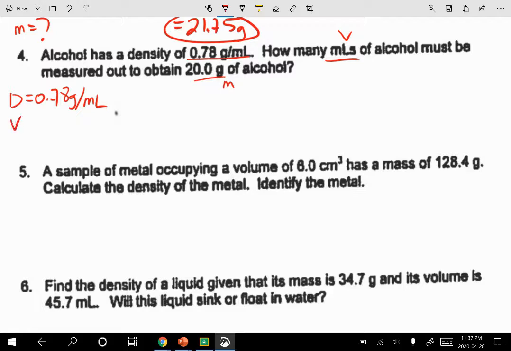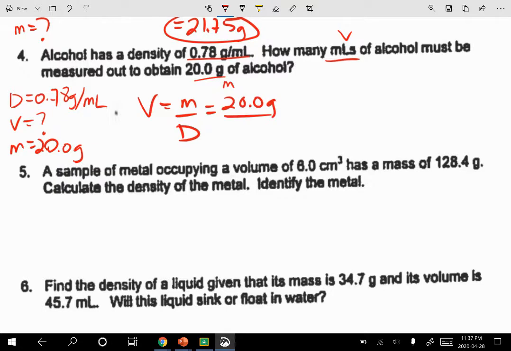And it tells me find the volume, and it gives me a mass of 20.0 grams. So let me think about this for a minute. The volume's on the bottom of the formula, so it's going to be mass over density, which in this case is 20.0 grams over 0.78 grams per milliliter. Typing into my calculator now, 20 over 0.78 gives me 25.6. I'm rounding that, 25.6 milliliters.